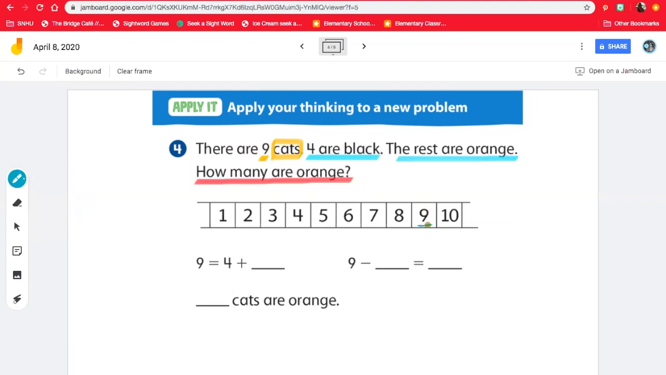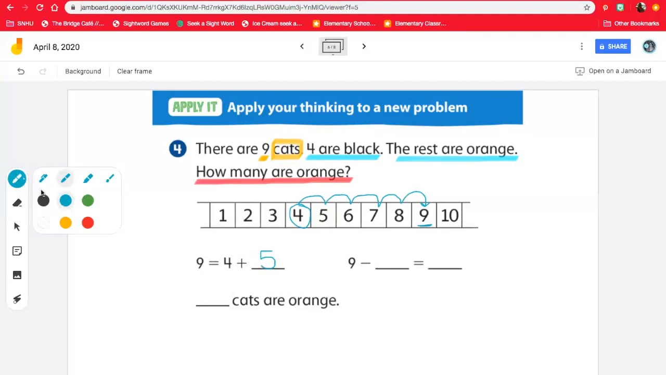So I'm going to underline that. Now we know that 4 are black. So we're going to jump to 9 and see how many jumps we need to make. So 4, 5, 6, 7, 8, 9. And we'll put the brakes on and stop there. How many jumps did we make? 1, 2, 3, 4, 5. So 4 plus 5 equals 9.